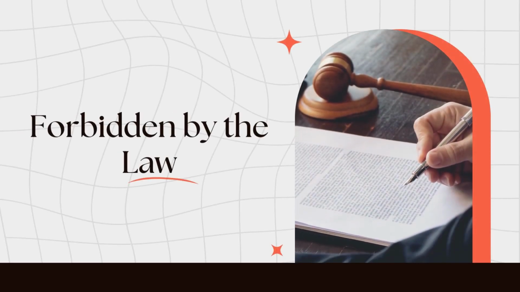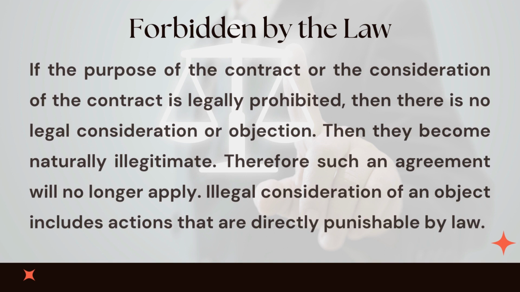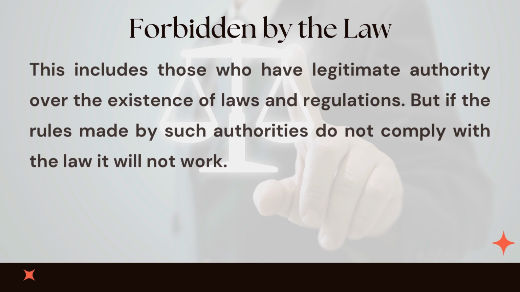Forbidden by law means something you are doing in an illegitimate manner. If the object or the consideration of the contract is legally prohibited, then there is no legal consideration or object, and the agreement becomes naturally illegitimate. Therefore, such an agreement will no longer be applicable. Illegal consideration or object includes any actions that are directly punishable by law.